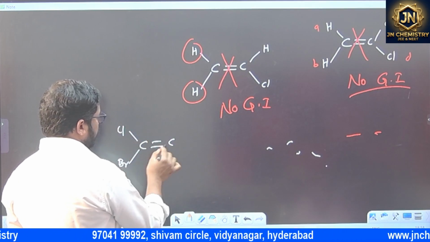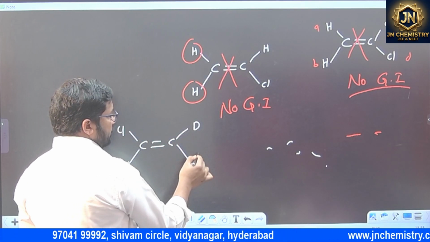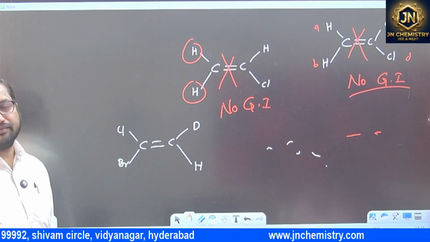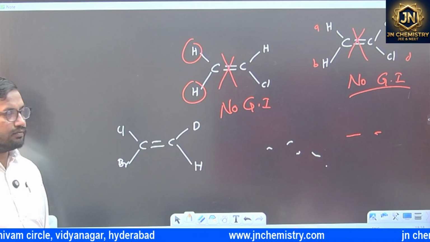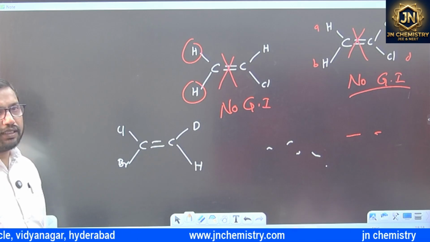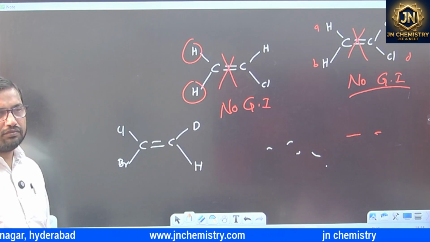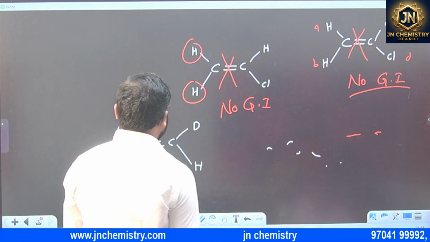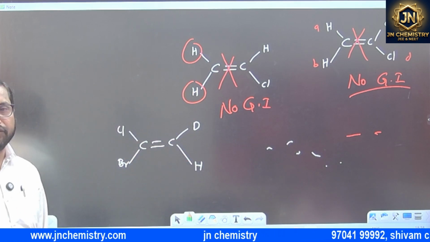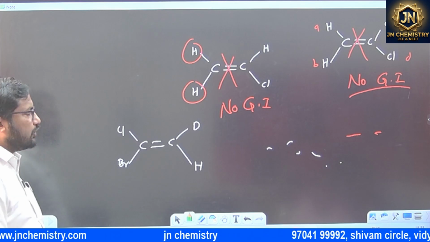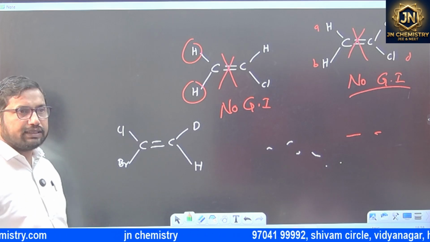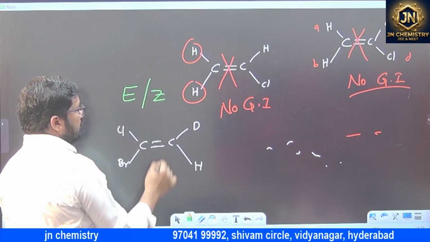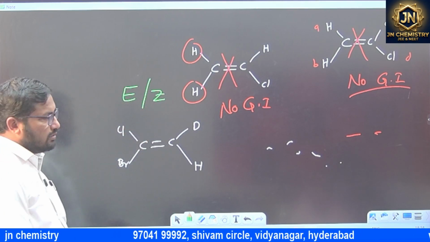Chlorine, bromine, deuterium, hydrogen. Does it show geometrical isomerism? Right? Hello. All four are different groups, right? It shows geometrical isomerism, but not cis-trans. We will go with E-Z. So in the E-Z cases, what I told you.